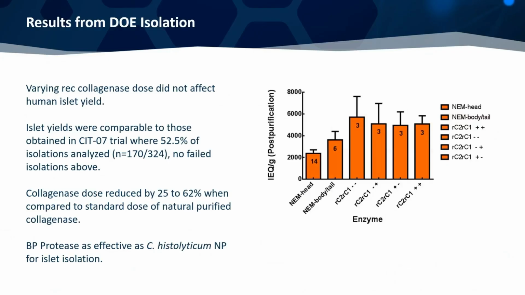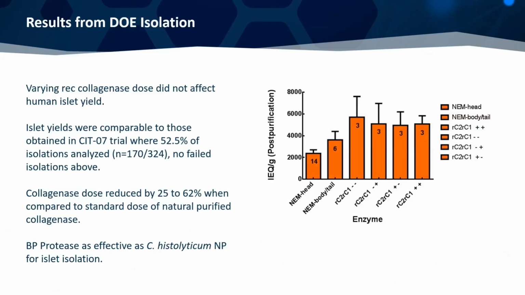which, if you put it in comparative terms, there was a publication of manufacturing in the CTI-07 clinical trial, the clinical islet transplantation trial. It's been published, where only 52.5% of the isolations got this amount of islets. The collagenase dose we found, which was a new observation, could be reduced by 25 to 62% when compared to the natural purified. And we also showed for the first time that BP protease was as effective as the C histolyticum neutral protease used for islet isolation.